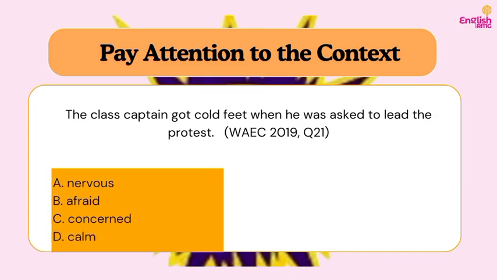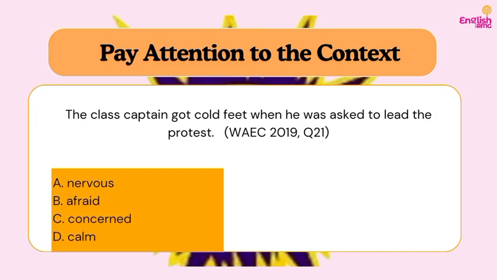So A, nervous. B, afraid. C, concerned. D, calm. So let's look at this option. Let's start from option D, calm. You can't be calm when you want to lead a protest because you'll be concerned about the uncertainties. But is it just being concerned? B, afraid. Afraid is more in a context of maybe you're afraid of a particular thing like a snake. You already know what you're afraid of. But when you are nervous, it means that you are unsure about the outcome of a particular endeavor that you're about to embark on, such as an interview.